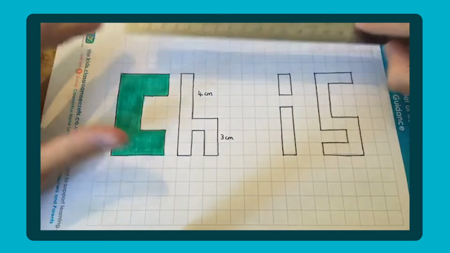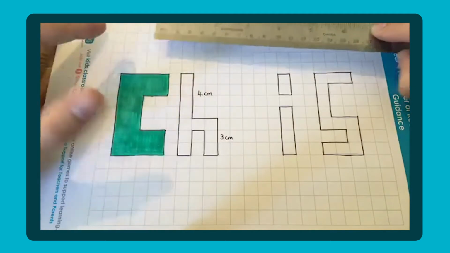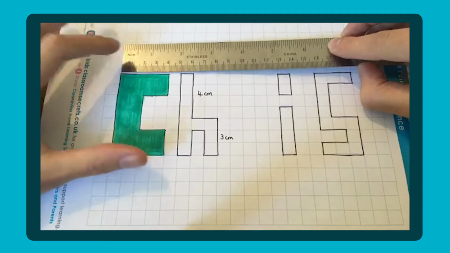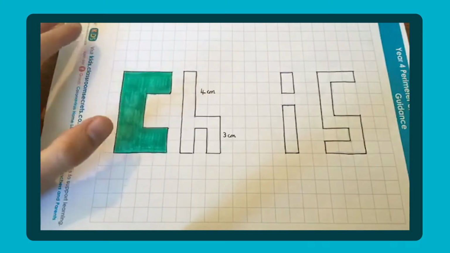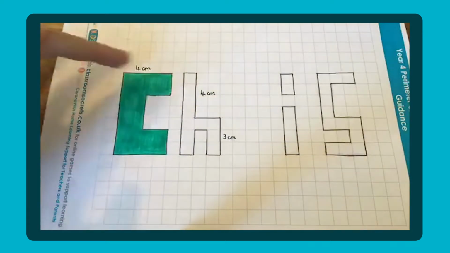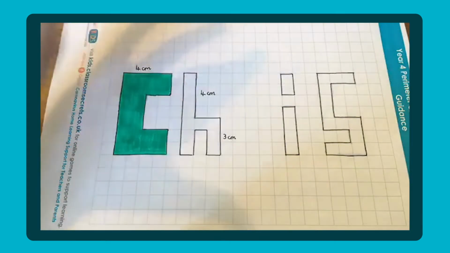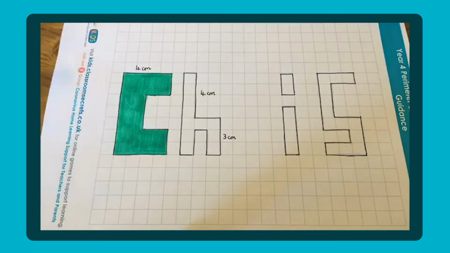So because I've got squared paper, I know each box is a centimetre, so that's going to be 4 centimetres up there. You can draw your name, colour it in, label each side with the measurements, and then add them all up. So the perimeter, you're adding each side up together. So that's one way you could do it.